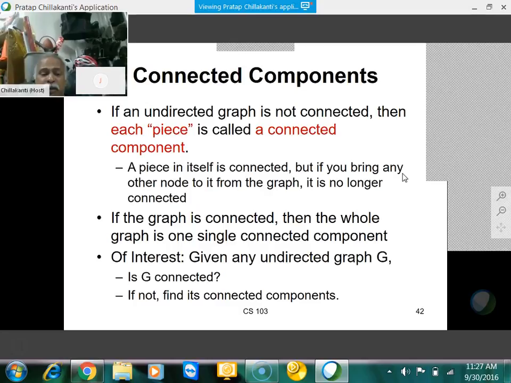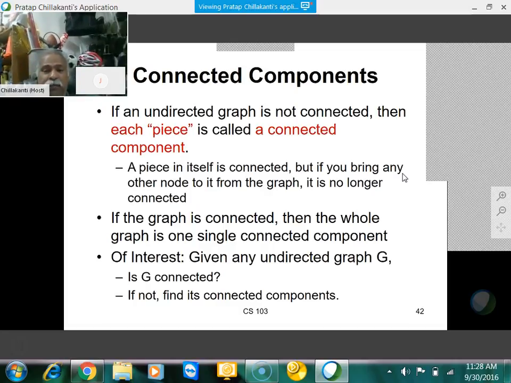Now, mathematicians especially are very fond of doing these kinds of things. As shown in the third bullet, when you are given an undirected graph G, how do you determine if it is connected or not? You can write a very nice algorithm to find that out. Complicated, but you can still write it. And to make it more challenging, if it is not connected, what are all its connected components? How do you determine that? It's a very good computer science problem.